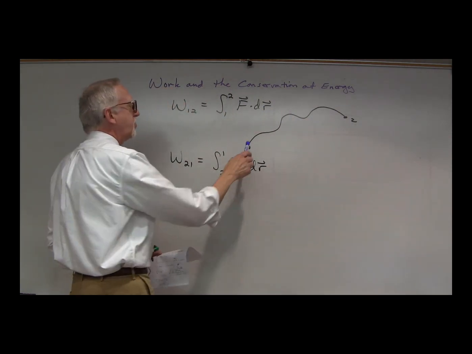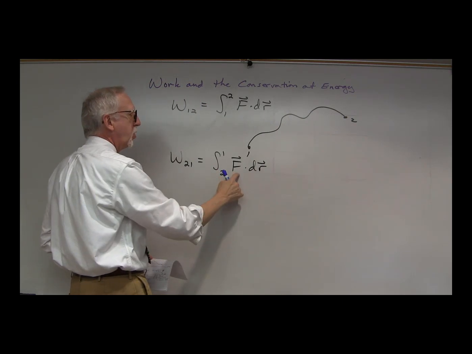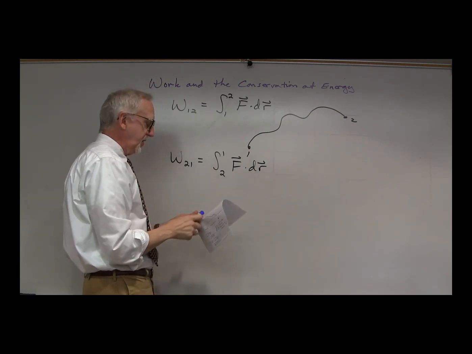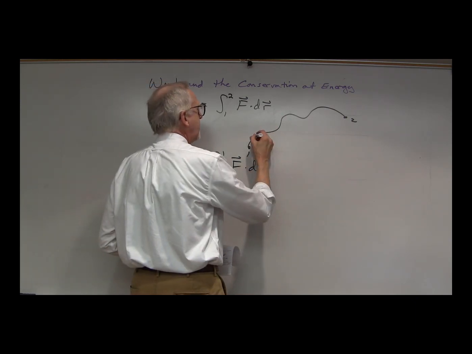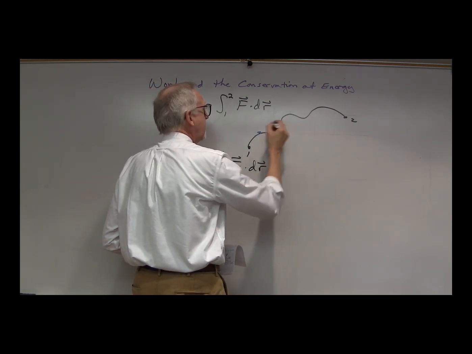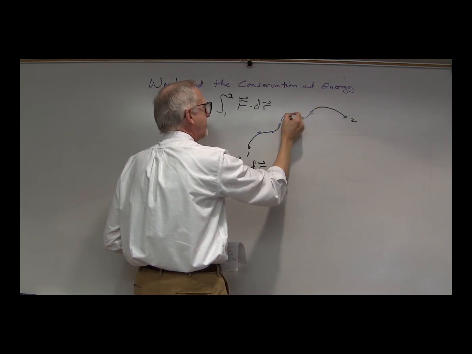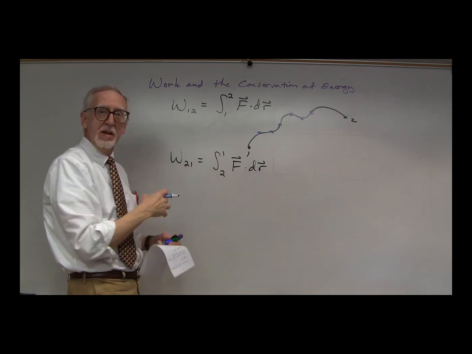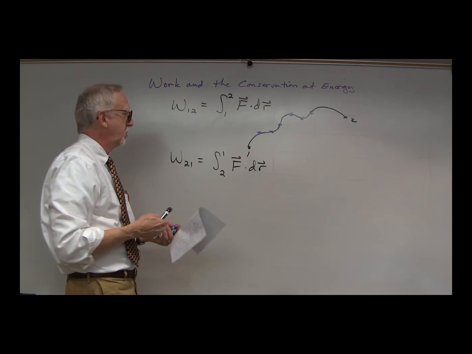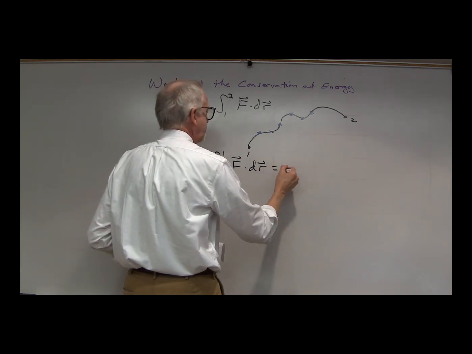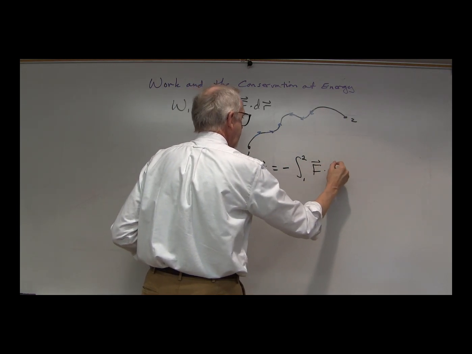Well, rather than going from point 1 to point 2, if we go from point 2 to point 1, we're going to have the same force, but we're going to have our dr's in the opposite direction. In other words, going from point 1 to point 2, we'll have dr pointing in this direction. But if we go from point 2 to point 1, we'll have our dr going in this direction. Well, what's that going to be? It's just going to be the negative of the integral from point 1 to point 2. So this is just the negative of the integral from point 1 to point 2 of F dot dr.